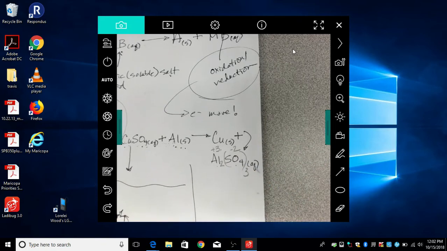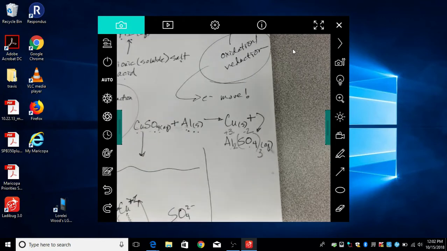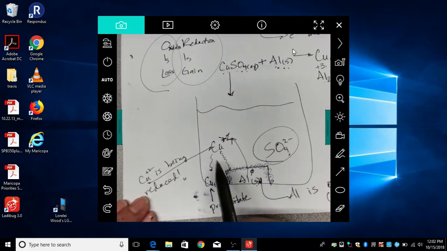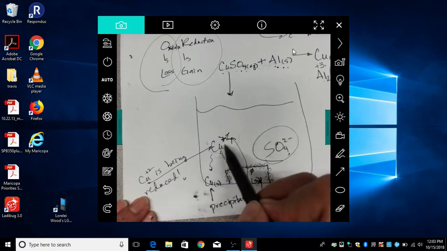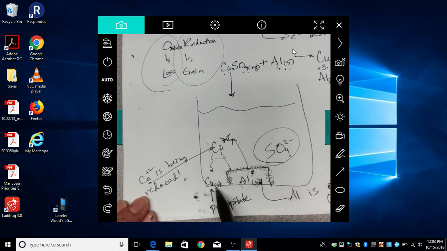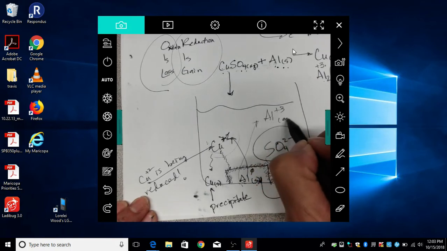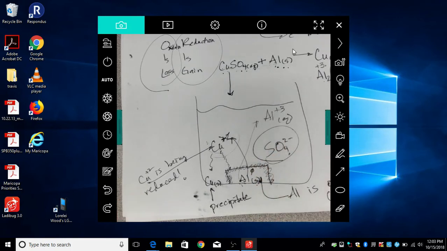So what has actually happened? The sulfate hasn't done anything, right? The sulfate's still in the aqueous solution. The aluminum and the copper have traded places. The copper's gone from being an ion in solution to being a solid, and the aluminum now is an ion in aqueous solution. So they actually trade places. That's why it's called a single replacement, because the metals are trading places after they lose electrons.